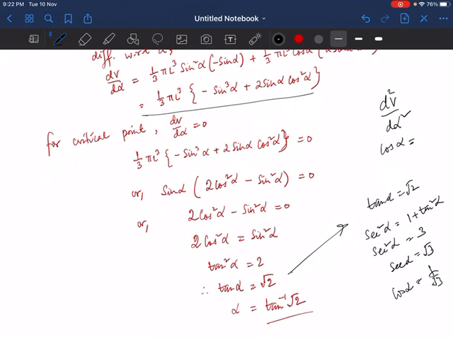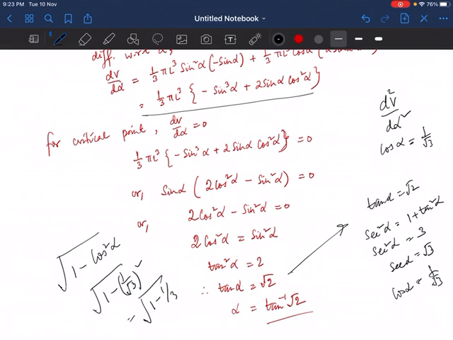Now, what will be the value of sin alpha? It will be root over of 1 minus cos square alpha. So that is root over of 1 minus 1 by root 3 whole square, which is root over of 1 minus 1 by 3, and that comes out to be root 2 by root 3. So the value of sin alpha is root 2 by root 3.